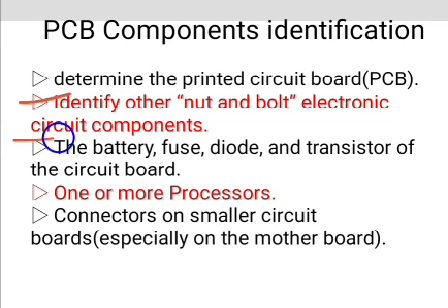Next, the battery, fuse, diode and transistor of the circuit board. A battery, diode, fuses and transistors are essential elements on a PCB. A battery powers the entire PCB. A transistor amplifies the charges, and a diode allows the current to flow in one direction while blocking the other, and a fuse breaks if too much current flows in a circuit.